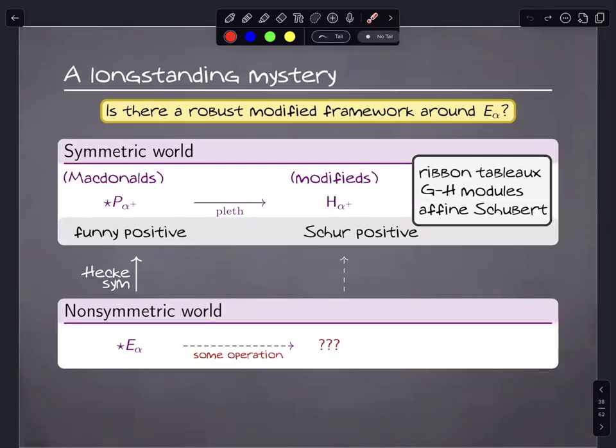When the non-symmetric Macdonald polynomials came out, and it was known they symmetrized, so that's this arrow, to the Macdonalds, the question naturally is: is there some modified version of the non-symmetric Macdonald that might have some of the interesting features that you have over here in the symmetric modified world? That's a really natural question that over the years became even more compelling as more and more beautiful things arose around the modified Macdonald polynomials.